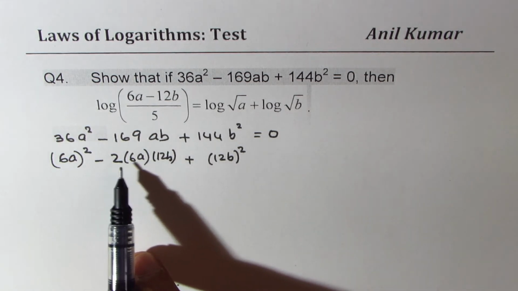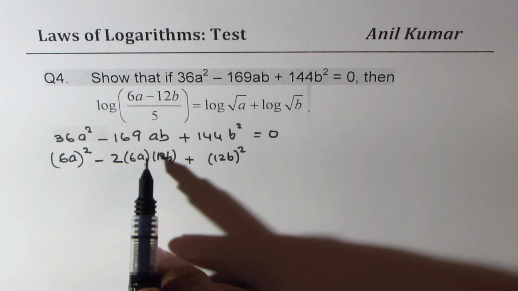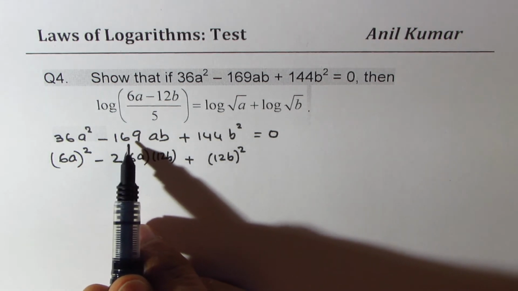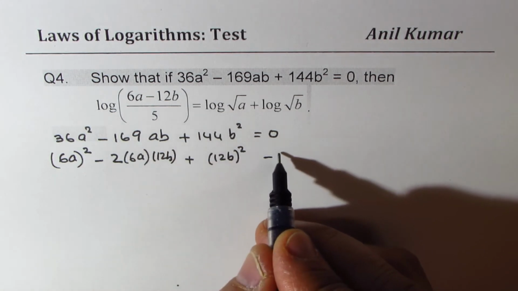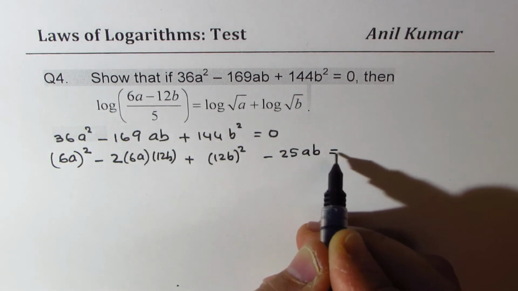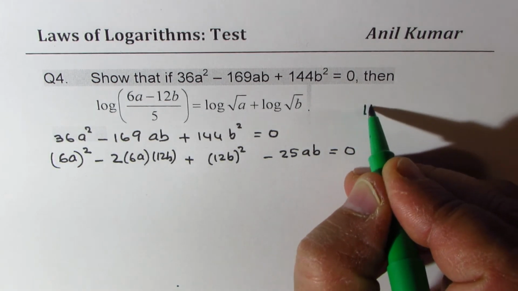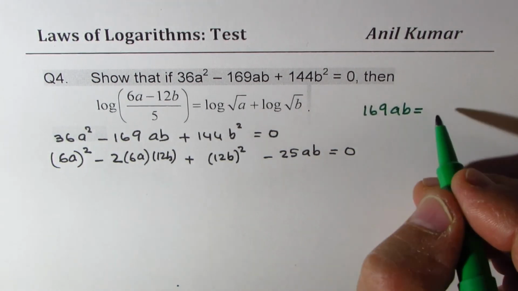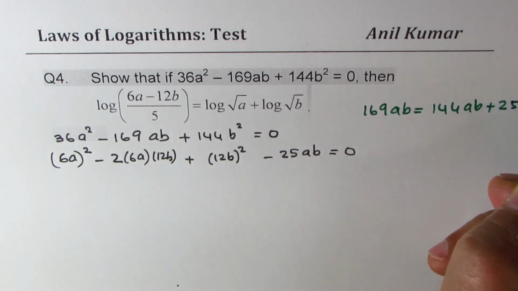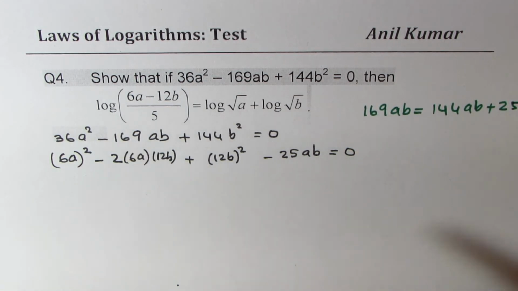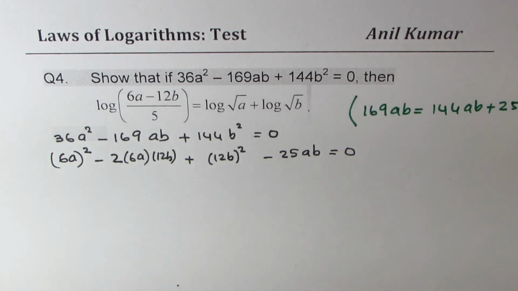Now what do you notice? This number is 12 times 12, 144, but we have 169 here, right? So we do have 144, but 25 extra. So we could write this as minus 25ab equals 0. Does it make sense to you? So what we did was, basically, we wrote 169ab as equal to 144ab plus 25ab, since all these are negative terms. So that is what we substituted for 169ab.